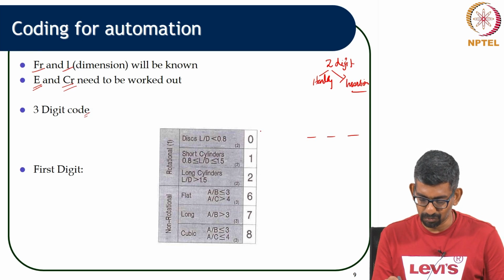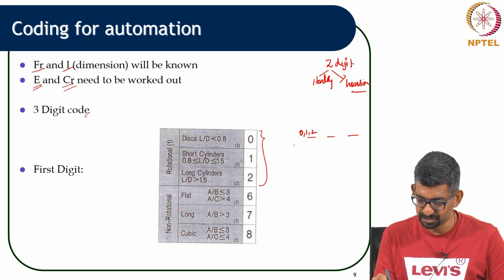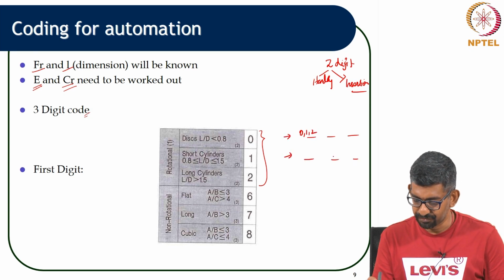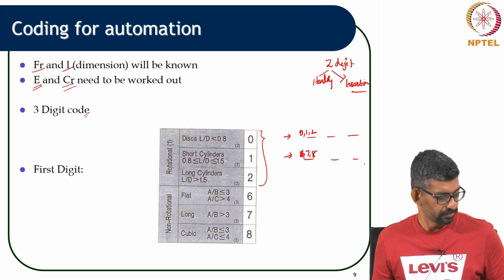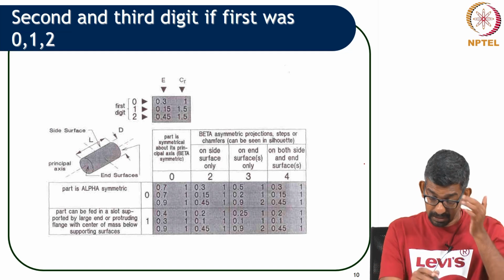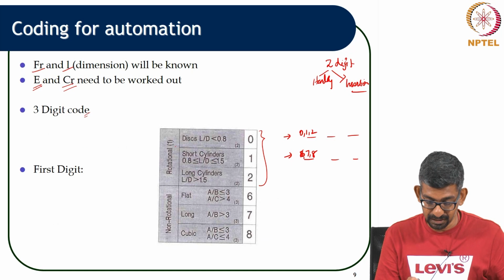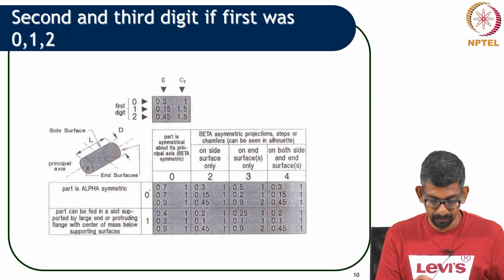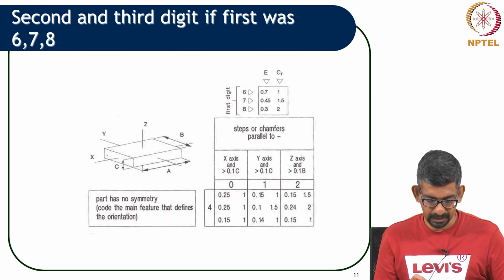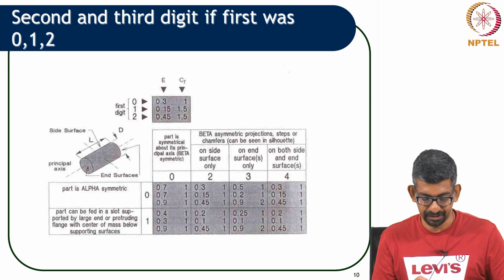So, depending on it you will get the first digit. Now the next 2 digits are going to be divided into 2 cases. The first case is if your first digit is 0, 1, 2, and the second case is if your first digit is 6, 7 and 8. So, we will see what it is. The second and third digit, if the first one was 0, 1, 2, what did that mean? It meant that it is rotational. So, the cylinder is rotational and this is non-rotational, just for clarification purposes.